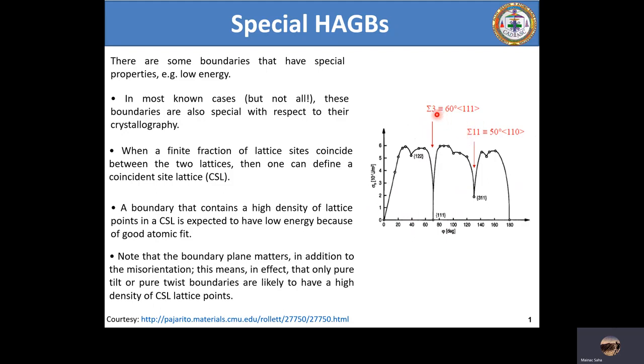Because of this, the sigma 3 will have a lower grain boundary energy as compared to the sigma 11, because sigma 3 will definitely have a much better atomic fit as compared to the sigma 11 boundary. So these are the two very essential things that need to be taken away from this particular slide.